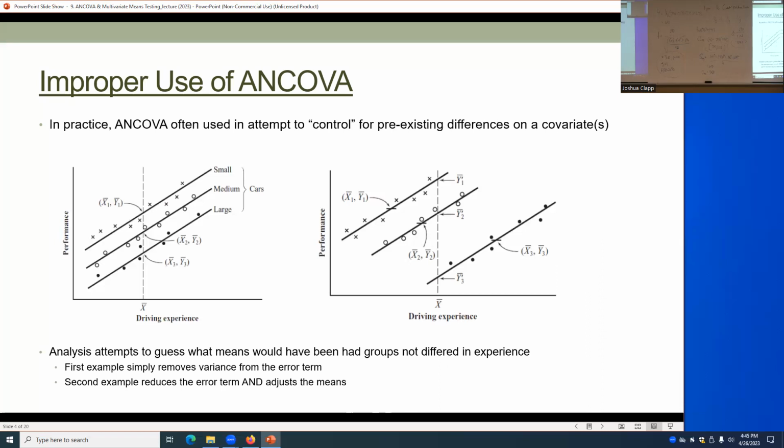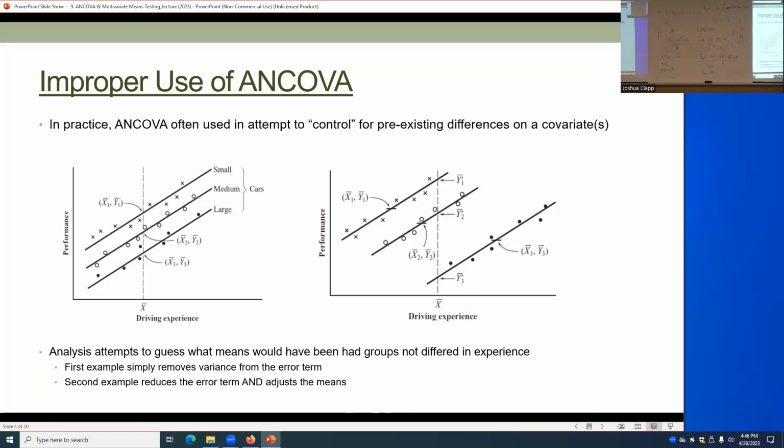What's happened is we've got a confounding between my covariate and my grouping variable. My grouping variable is what cars people are driving, and I've tried to control for experience. But experience is intricately involved in what makes those groups different. And so when I do that, it screws everything up.